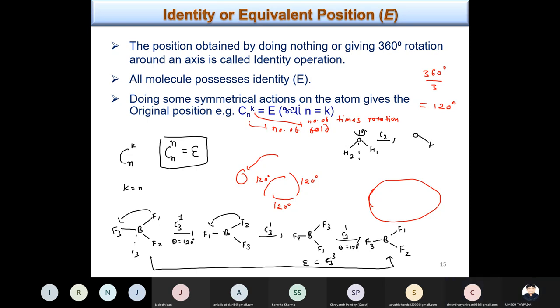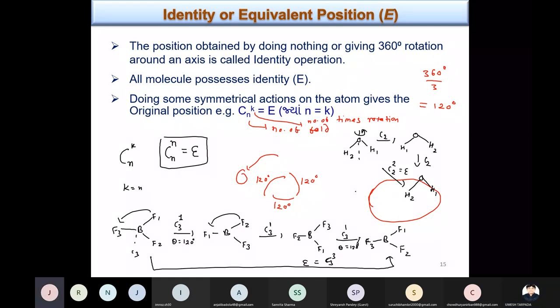Two times. First time mein H1 aur H2 ki position change hogi, to aise aayega. Second time rotation dege to same structure aa jayega aise. So this is called two time rotation. C2 raised to 2 is equal to E.